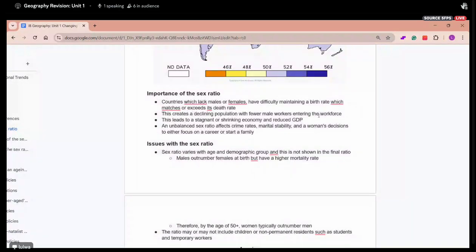Importance of the sex ratio: countries which lack men or women have difficulty maintaining a birth rate which matches its death rate. So this leads to a declining population with fewer male workers entering the workforce. An unbalanced sex ratio usually affects crime rates, marital stability, and a woman's decisions to either focus on a career or start a family. So there are multiple issues with the sex ratio as well.